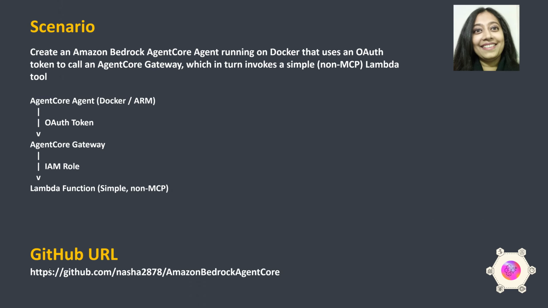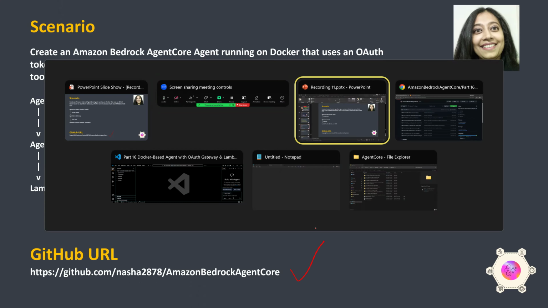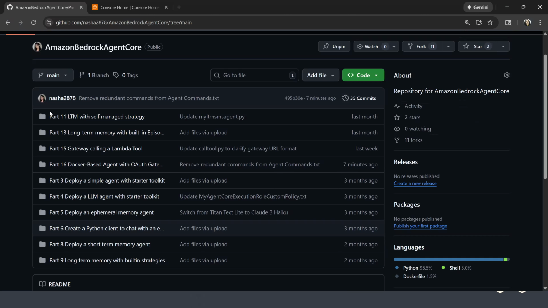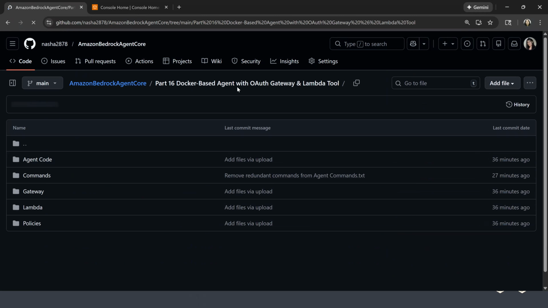Now, the source code for this lab is available on my GitHub. So this is my GitHub repo URL. This is a public repo, and in fact, I have it open right here. As you can see, the source code for all the parts, and this is part 16. So this is the source code for part 16. Let me click on that. And this is a Docker-based agent with OAuth gateway and Lambda tool. As you can see, the entire source code is given over here.